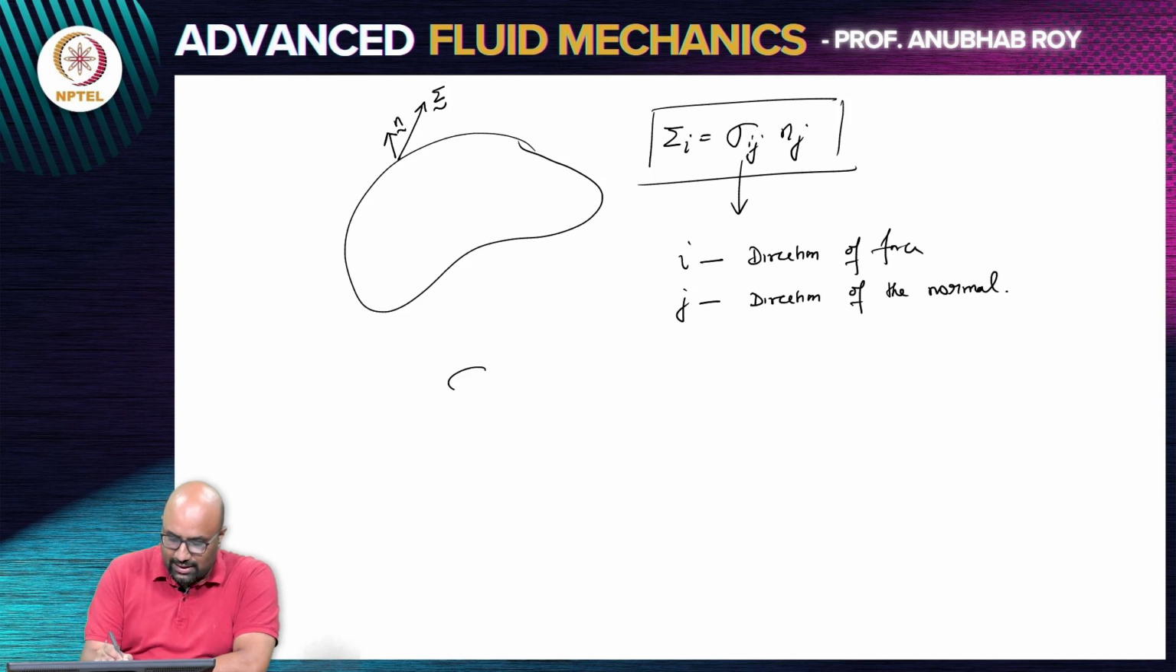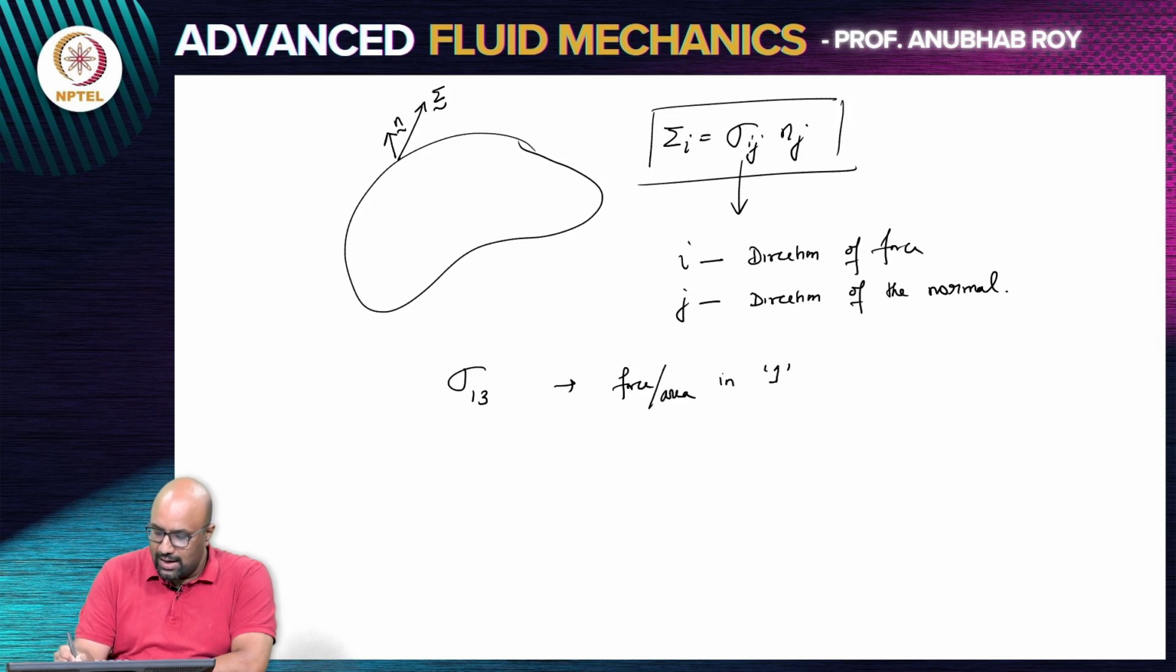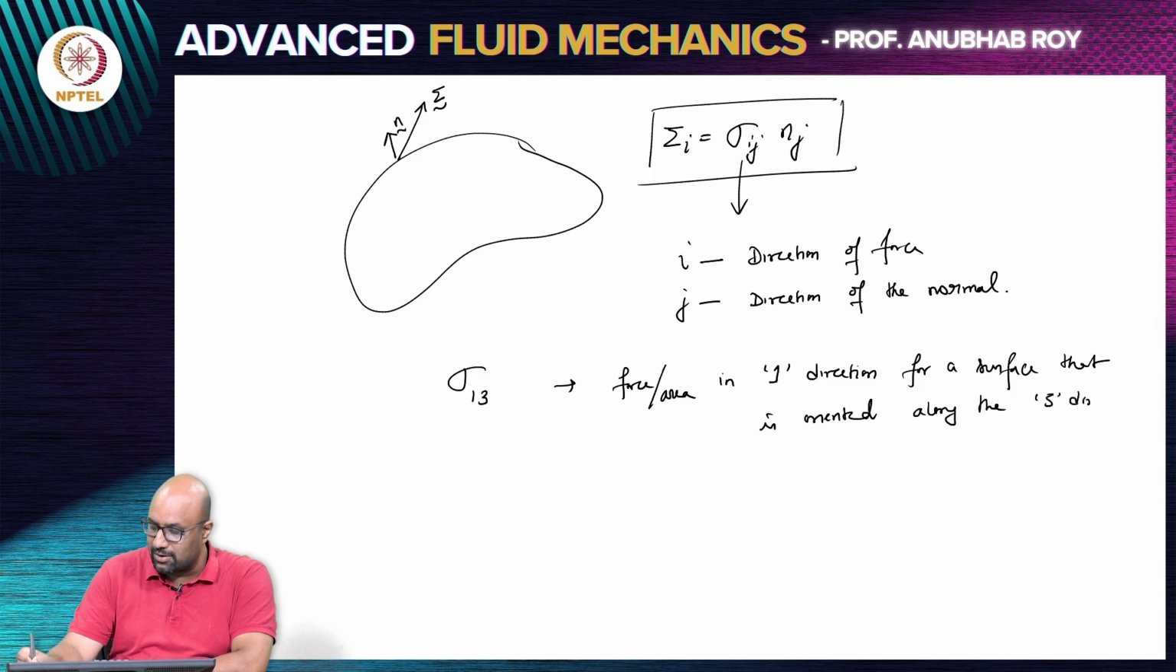So if you now write this out, as you can see, for any order 2 tensor there are 9 elements. So if you write down any of those 9 elements, let's say sigma 1, 3. Sigma 1, 3 gives you a force per unit area, because this has dimensions of force per unit area. So it gives you the force per unit area in the 1 direction for a surface that is oriented along the 3 direction.